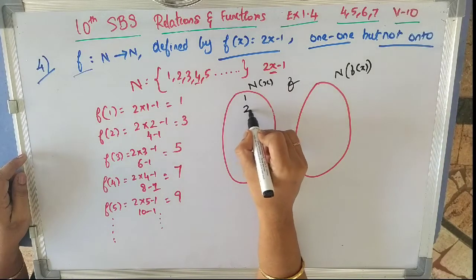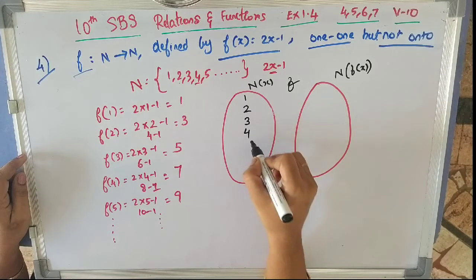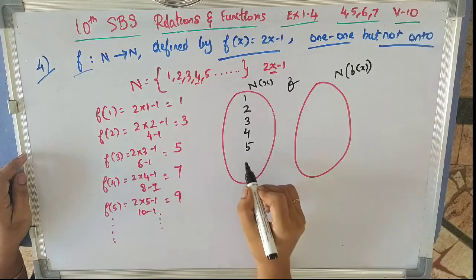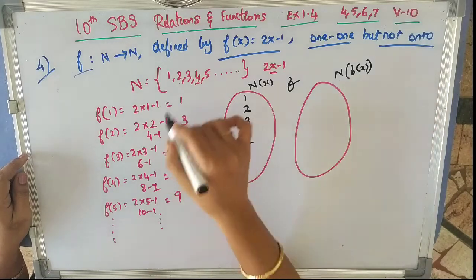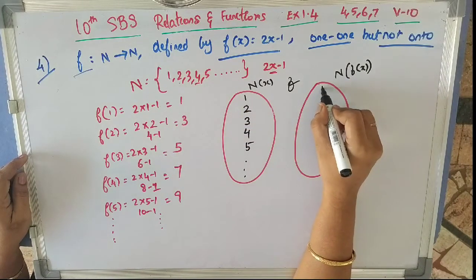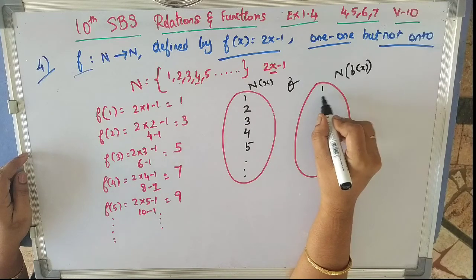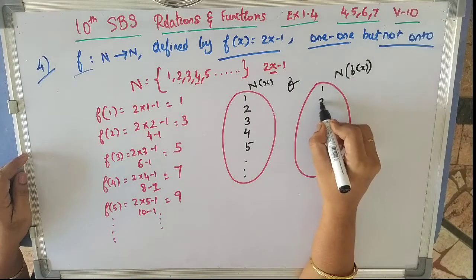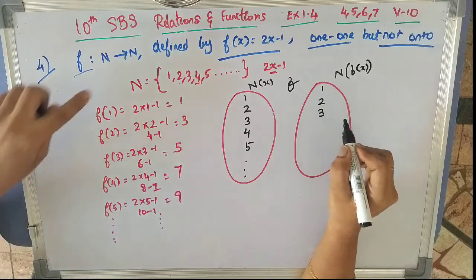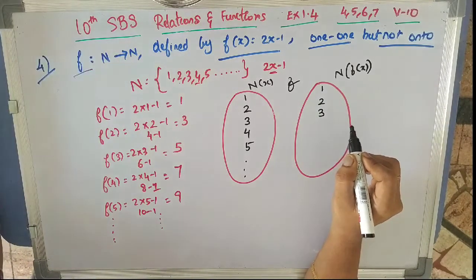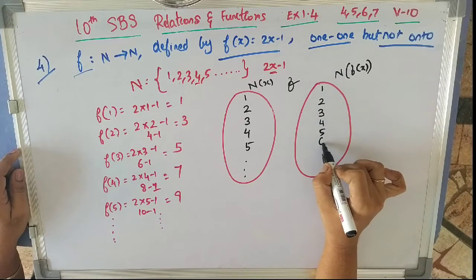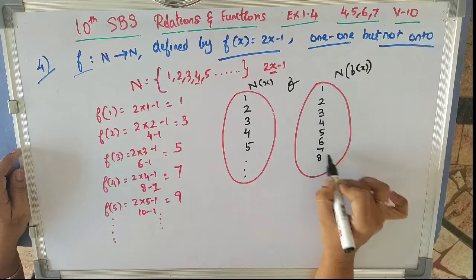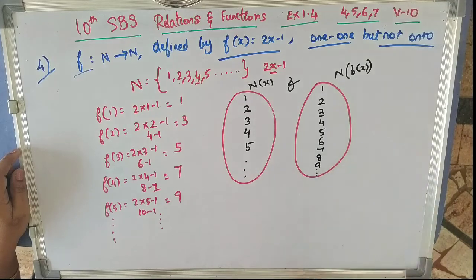Now write the natural numbers 1, 2, 3, 4, 5 and it goes on. Okay? Now what is f of x? The same natural numbers, because the function is from N to N. So 1, 2, 3, 4, 5, 6, 7, 8, 9, 10 and it goes on. Clear? It's natural number to natural number, so I am writing the same for f of x. This is the codomain. Okay?